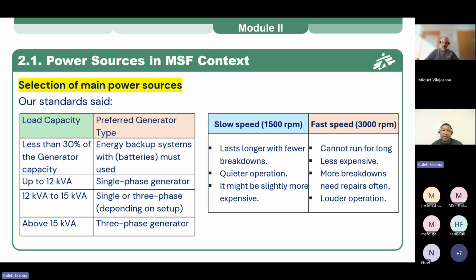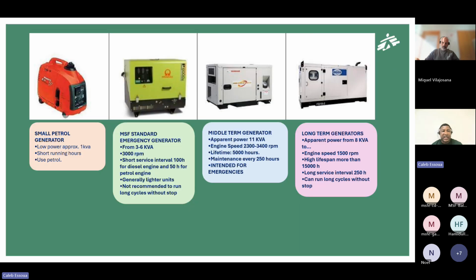So these are things that you have to keep in mind when you are doing your generator selection or choosing your power source. So these are the generators. The small one is a petrol one. For DMC activities, they can use it. This is the one that I talked about, the standby 3,000, that we can use.